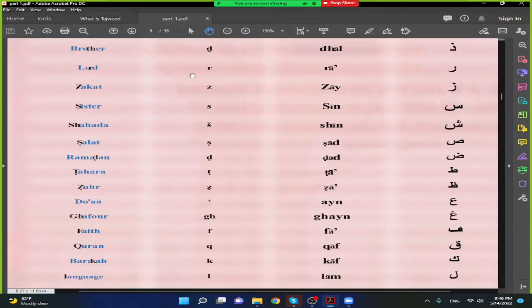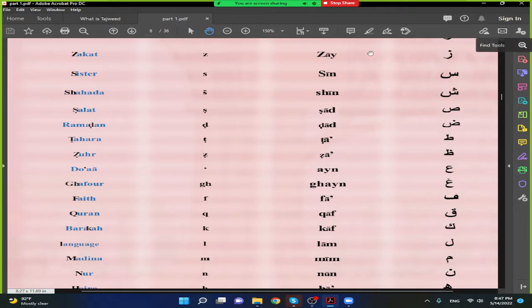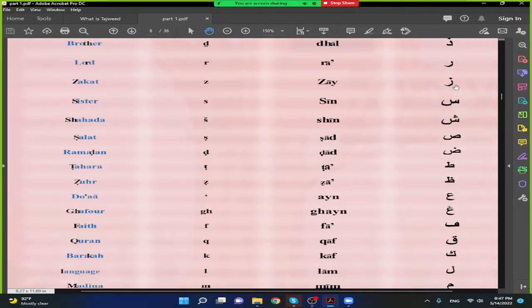Okay, Raw. Raw starts with R, like in the word Lord, or Red. You can say either. Zai. I told you yesterday that some people say Za, some people say Zai. So the name of this letter is Zai, or you can say Za as well, okay.